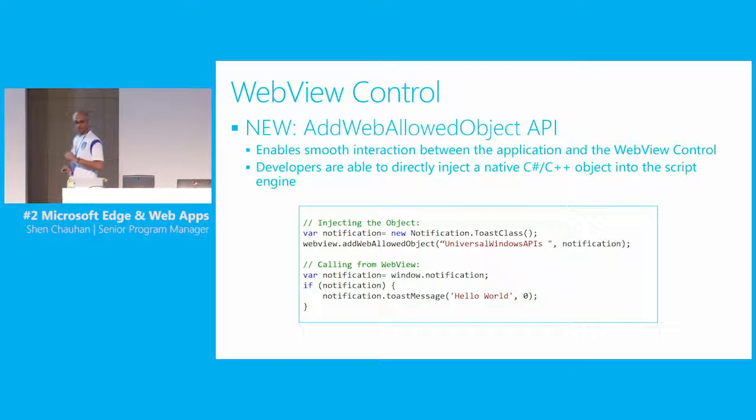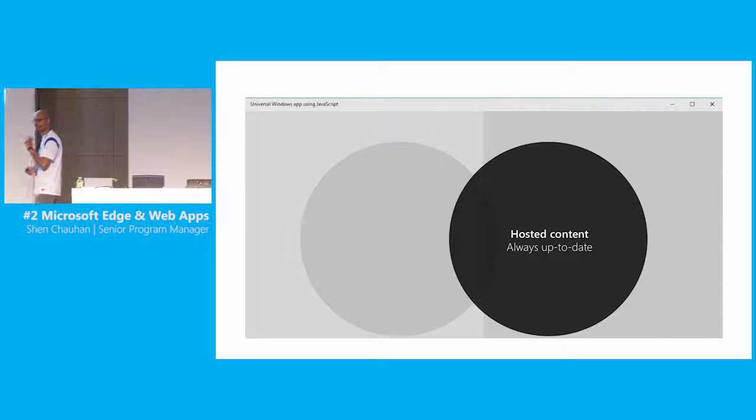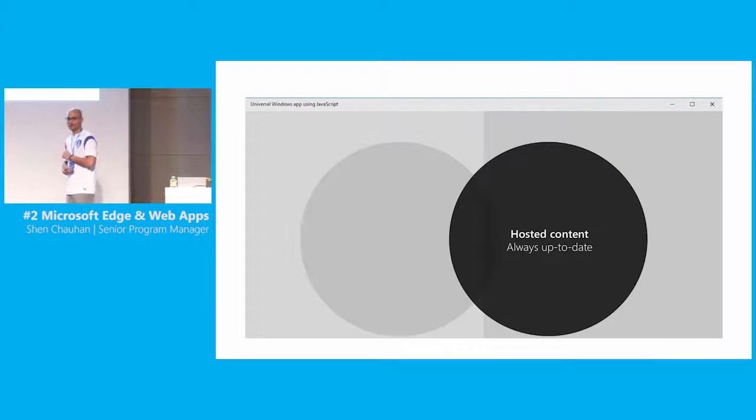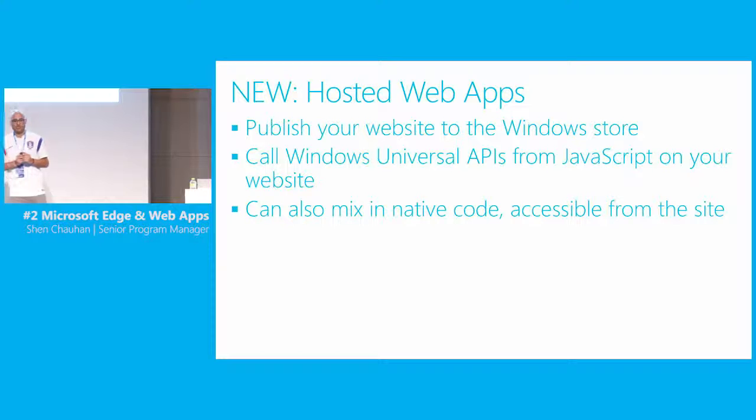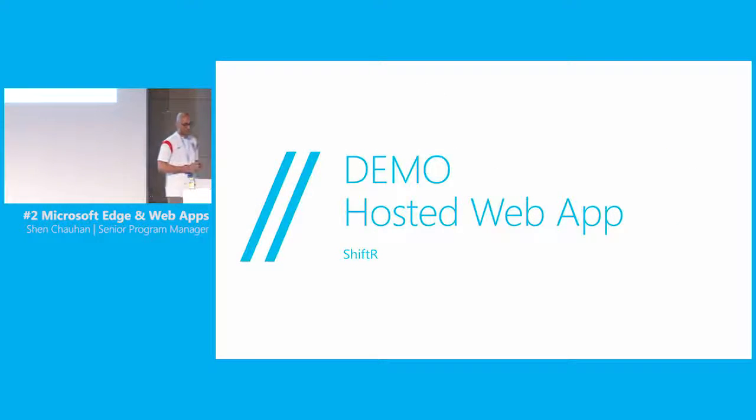But that's great. You've probably played with the web view. I actually want to introduce you to something more new and unique to our platform. Hosted content, always up to date. We want to make sure that you can reuse the initial investment of your code that's on your website. And one of the key ways to do that is to make sure that you can take that content, build it into a universal web app, and then go and publish that to the store. You can use your JavaScript in your website to go and call these APIs. So I'm going to show you a quick demo.